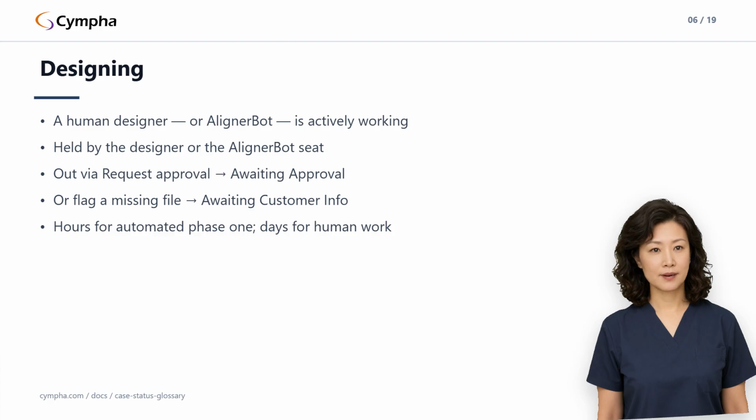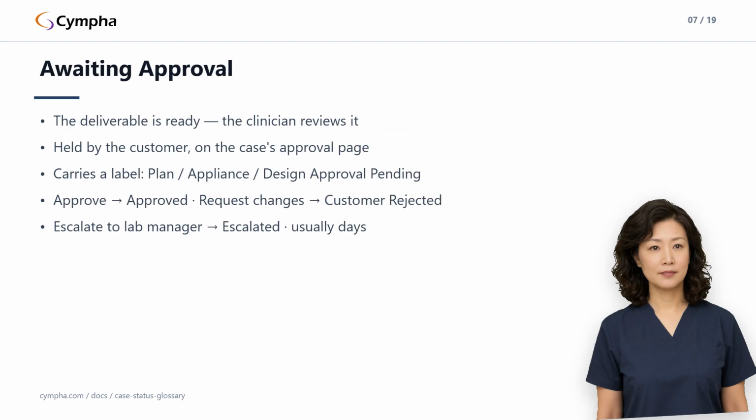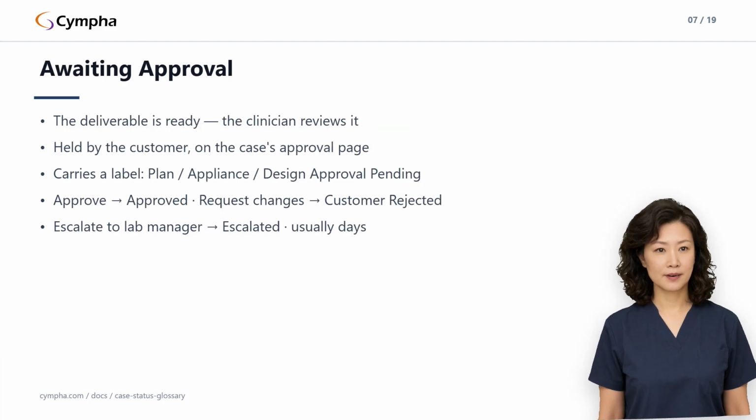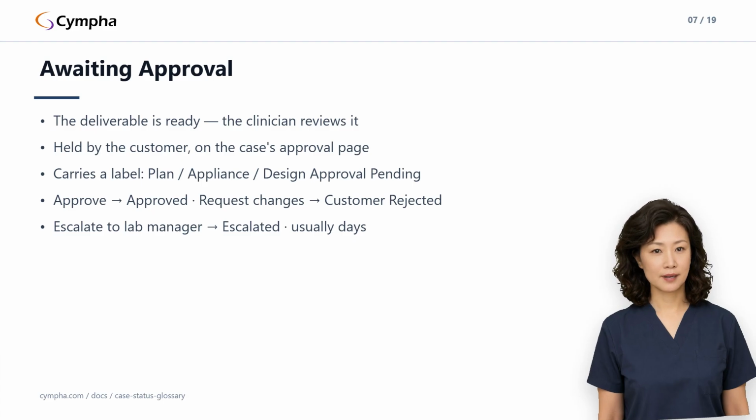How long a case sits here varies more than at any other status. An automated aligner plan, phase 1, takes hours. Human design work takes days, depending on how complex the case is. If you manage a lab, designing is the status you'll watch most closely, because it's where your capacity actually lives.